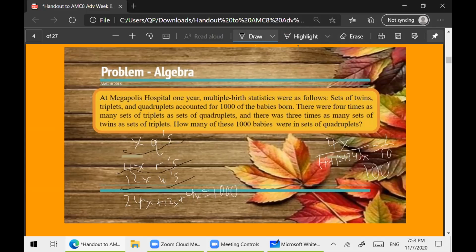And then, so from here, there's two ways, and you can set 24x plus 12x plus 4x equals 1000, then solve for x, then calculate 4x, or you could see that the ratio of 4x, the number of quadruplets, to the total number of multiple births is 4x divided by 4 plus 12 plus 24x, which is 4 over 40, which is 1/10. And that means that 1/10 of the 1000 babies were in sets of quadruplets, or 100 babies were quadruplets.